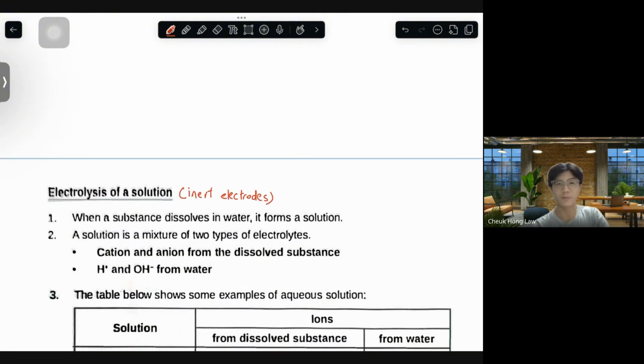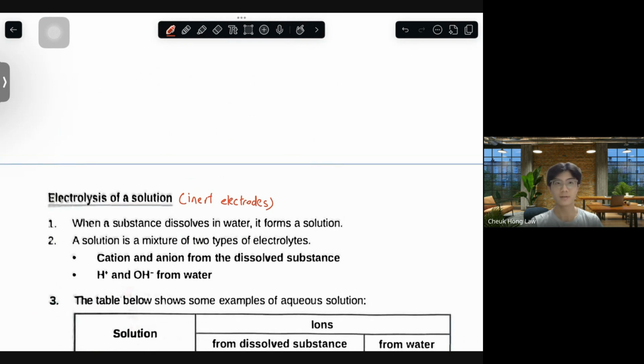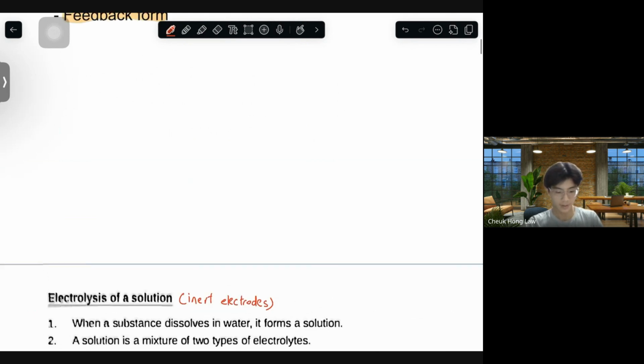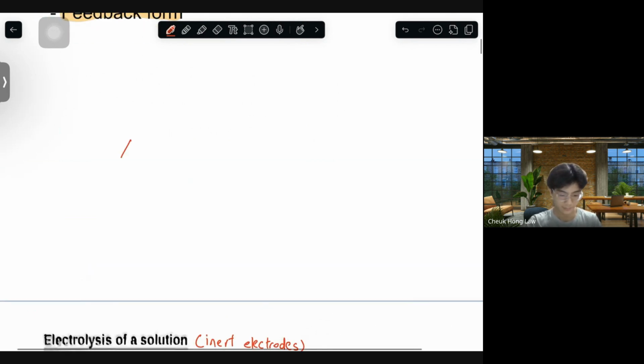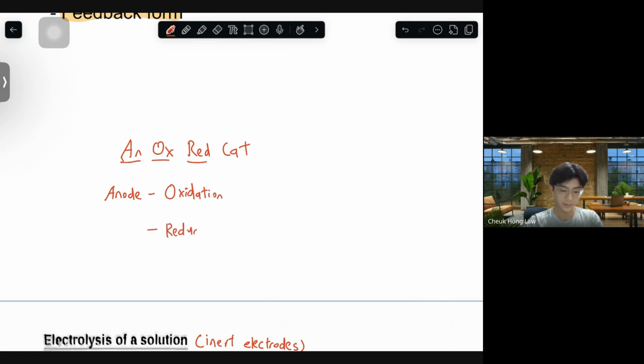Okay, before we start with electrolysis of aqueous solutions, I want you guys to understand one thing. Before we start, I want you guys to remember this. Remember AN OX RED CAT. So what does AN OX RED CAT mean? AN OX is anode oxidation. Then RED is reduction. Cat is cathode.